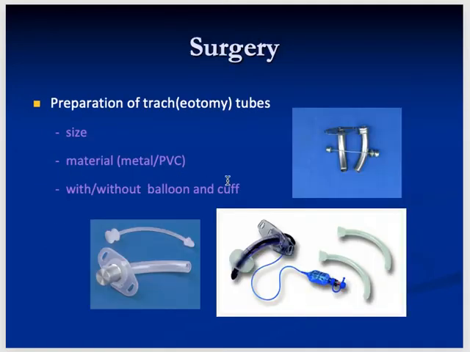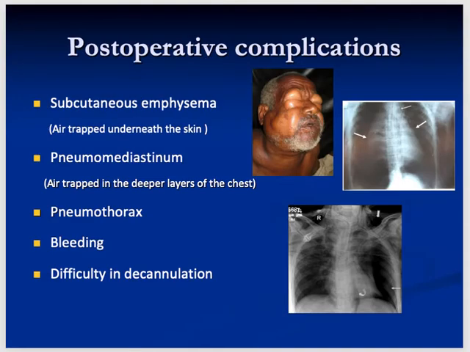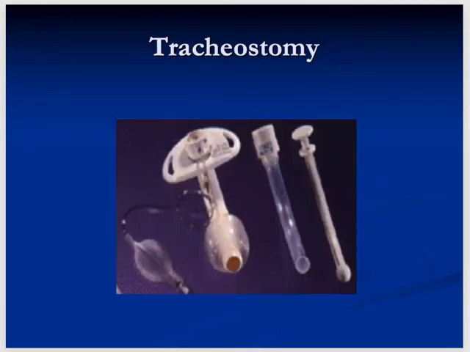This one shows the tracheostomy tubes, guys. First of all, we select the size, the material, with or without balloon or cuff. And these are the post-operative complications of tracheostomy: there could be subcutaneous emphysema, air trapped under the skin. There can be pneumomediastinum, where the air is trapped in the chest. Pneumothorax, as you know, in the pleural cavity, bleeding, or difficulty in decannulation. So you can see over here.